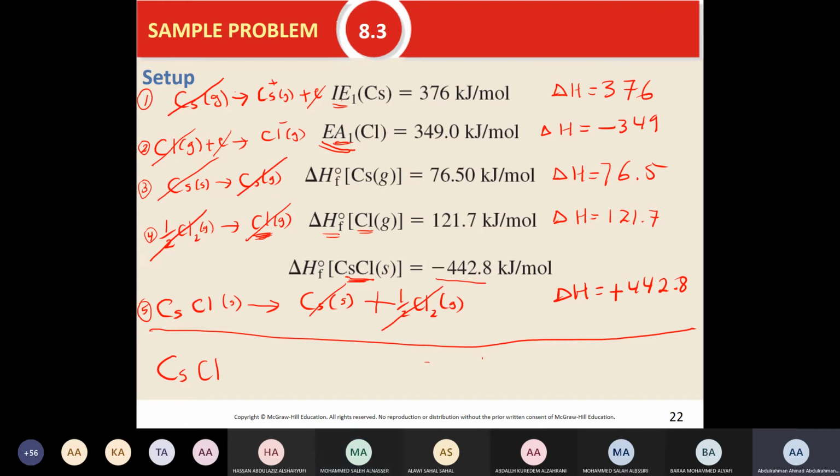The CsCl solid goes to Cs plus gas and Cl minus gas. What do you call this reaction? What do you call this energy? Lattice energy. Is it U or minus U? U. Why? Because we take solid into gaseous ions, which is the same. So it is U. Okay. Can you calculate the value of U using the top numbers? We'll add them. Calculate it. Use your calculator.